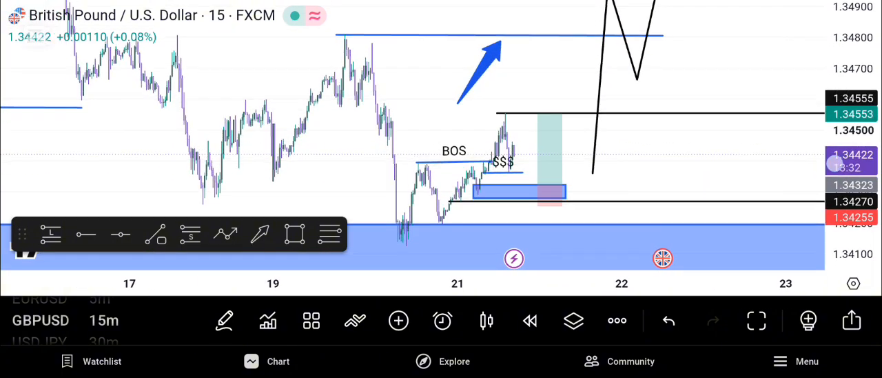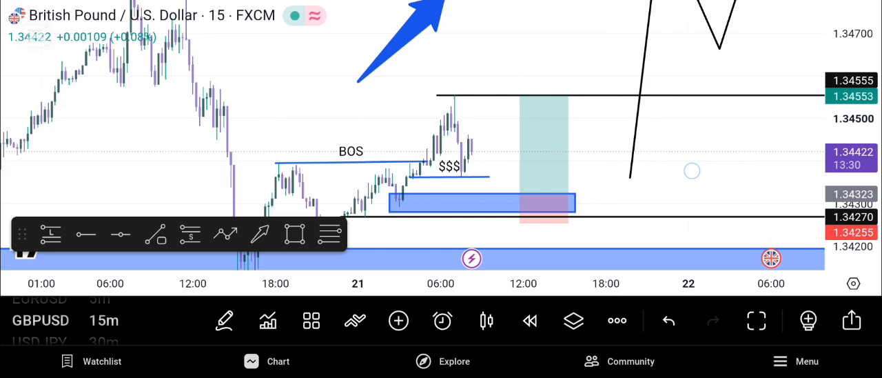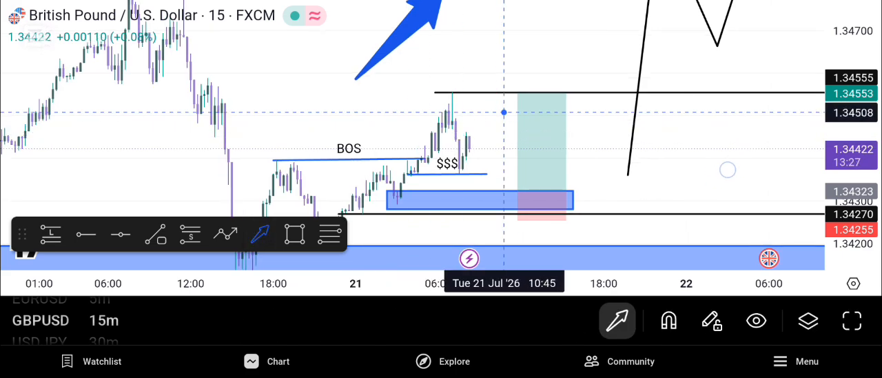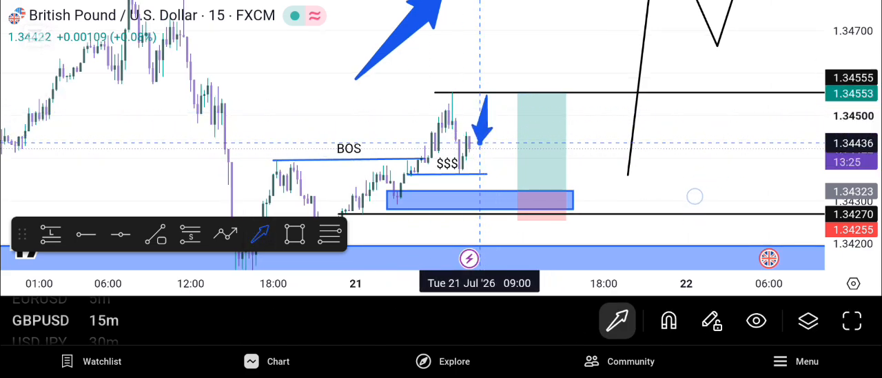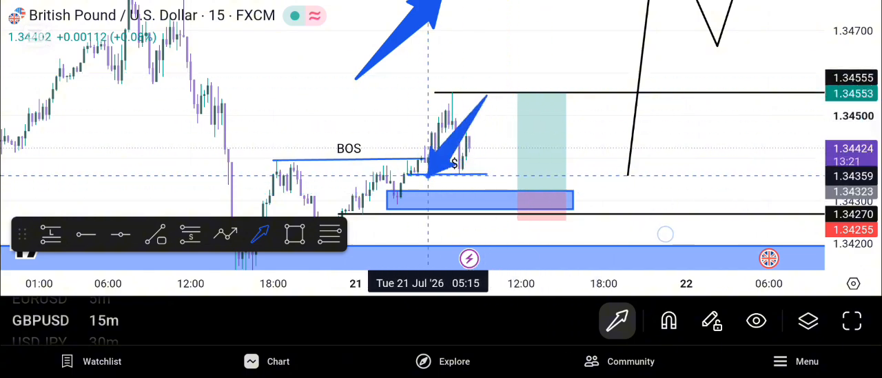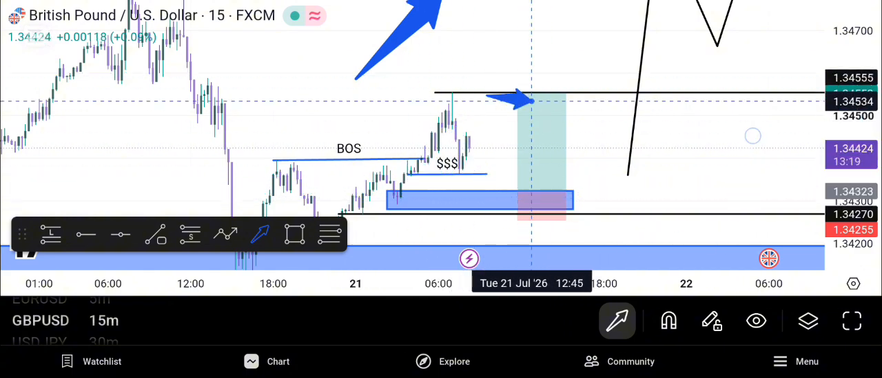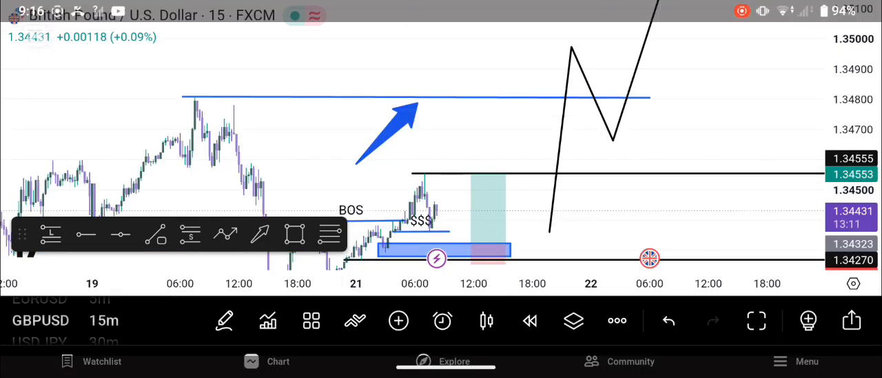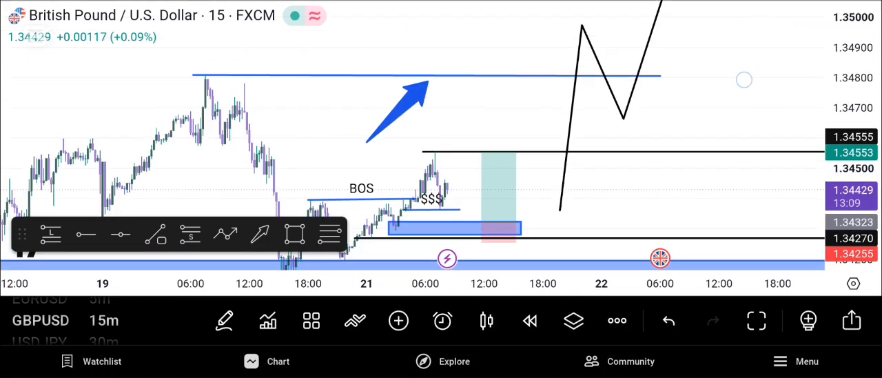So this is my analysis on GBPUSD. You can see price is currently falling down here, and I'll be expecting price to tap into this level before going and sweeping all this liquidity here, tap into my order block, and that is it. If you're actually trading GBPUSD, you should be buying GBPUSD now.